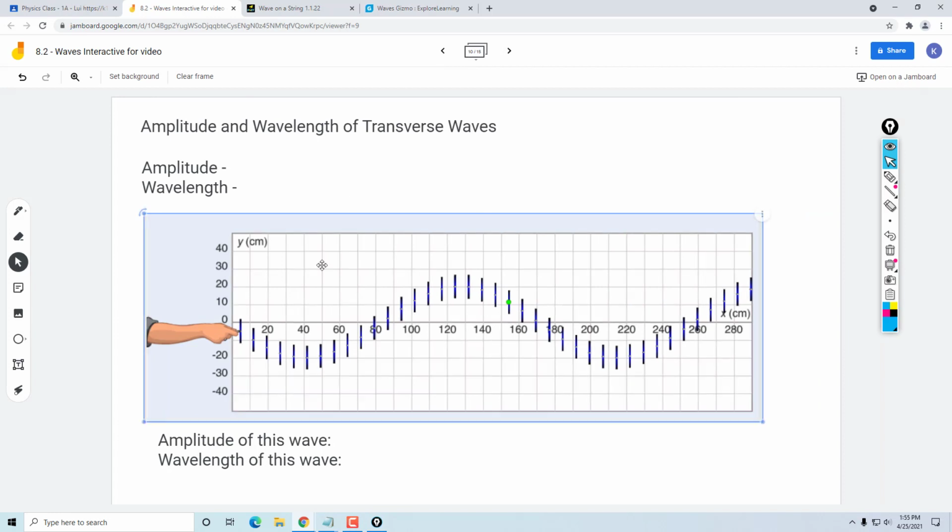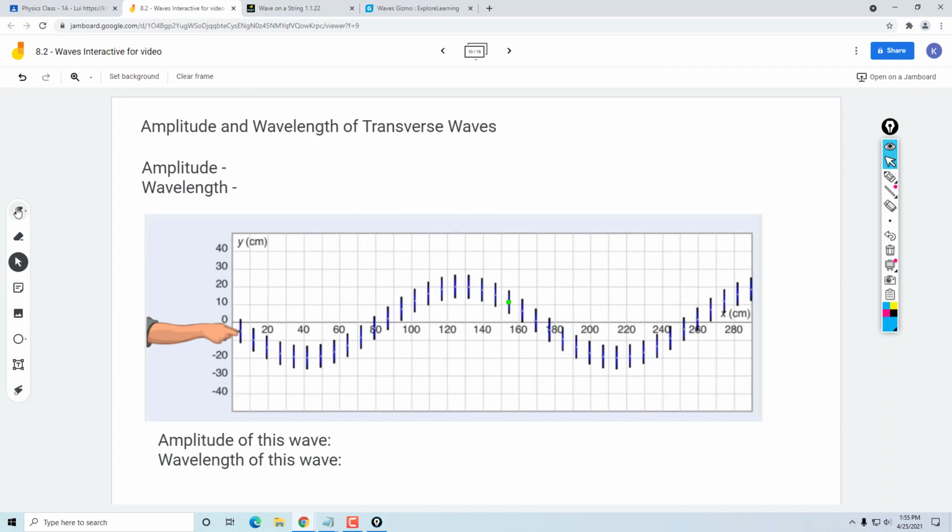Here's a transverse wave. What would the amplitude and wavelength be? Well, amplitude is how high it gets. We're going up to about 20. So the amplitude is 20. Wavelength, we're going from here to here. So this is about 130, and this is about 290. So the wavelength is about 290 minus 130, which is about 160.